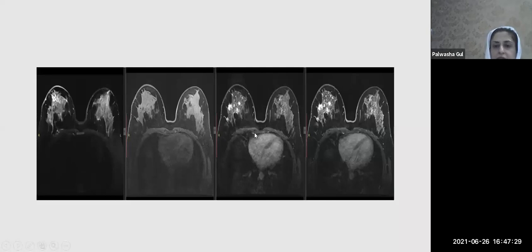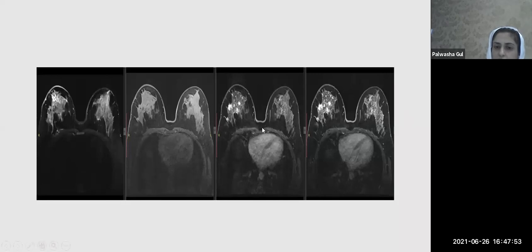One of my consultants once asked me, Palwasha, what's the criteria if you would say the internal mammary nodes are enlarged? I didn't know. And she told me, Palwasha, if you get to see these nodes, even if they are 3 millimeters, this means they are enlarged. So usually you don't see them. If you get to see them, this means these are enlarged. So when you are reporting a breast mass on CT or MRI, comment on the internal mammary nodes.